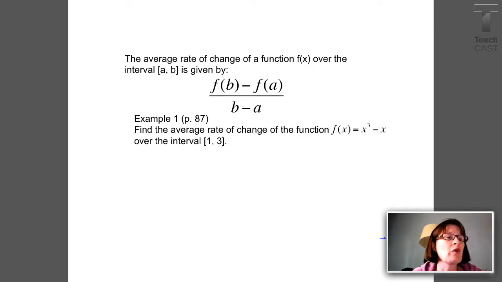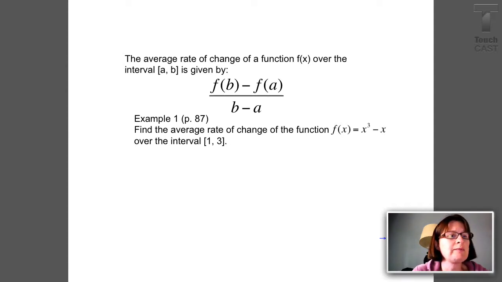I don't see that the formula is anywhere in your book, so you might like to write this down. The average rate of change of a function f of x over the interval a to b is given by f of b minus f of a over b minus a. That should look like change in y over change in x. So we have two examples from your book we're going to do just to practice this. It turns out to come up really quite often in calculus and even on the AP test.